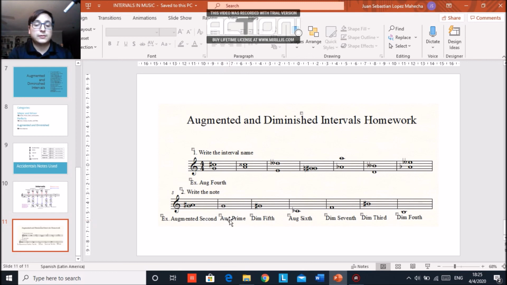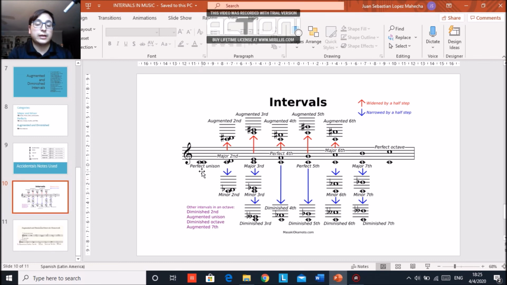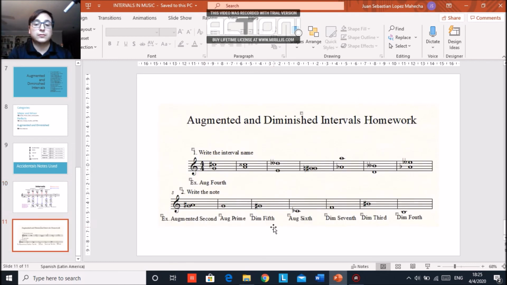And in this case, augmented prime, I am calling the prime, is another way to call the unison. So for this one, it's going to be a diminished. This is a short form to call those: augmented prime, diminished fifth, augmented sixth, diminished seventh, diminished third, diminished fourth.